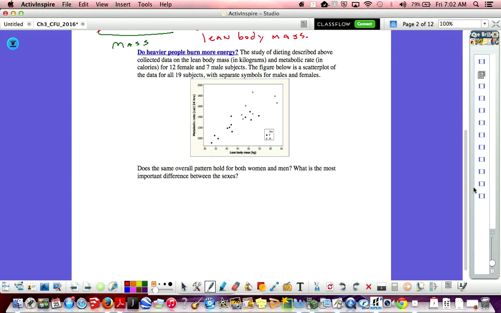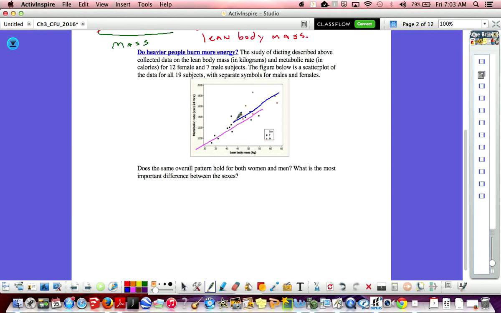So it says, does the same overall pattern hold for both men and women? What are the most important differences between the sexes? Well, if you look at the pattern here, yes, they both are positive. If I look at females, we'll do females here in a pink color. You can see most of their data points are clustered here. There's our pattern. For males, we'll go blue. Here are the squares. They're located right here.